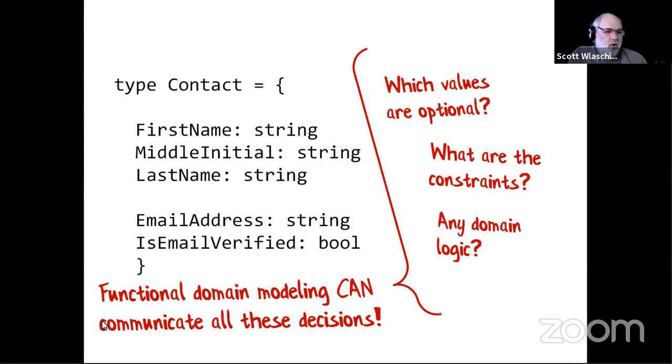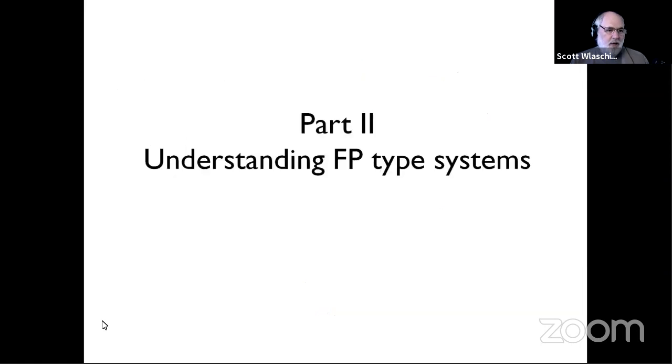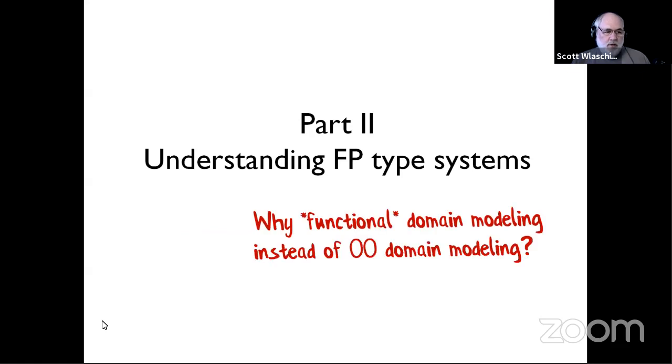Okay, so that's where we are right now. Think about this challenge and see how you would do this in such a way that you can communicate the design decisions in the code without having to look at documentation or any kind of validation logic. I will give you the answers in a few minutes. In order to do that, we need to understand how functional programming works a little bit, and why I think that functional domain modeling is actually more useful than object-oriented domain modeling, which sounds kind of surprising.